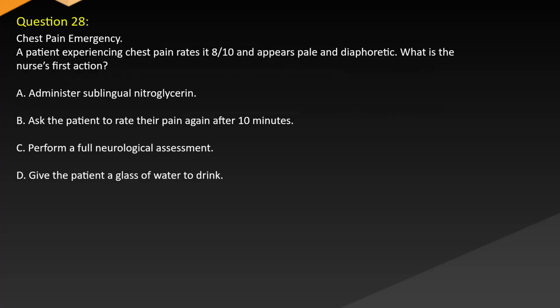Question 28. Chest pain emergency. A patient experiencing chest pain rates it at 8 to 10 and appears pale and diaphoretic. What is the nurse's first action? A. Administer sublingual nitroglycerin. B. Ask the patient to rate their pain again after 10 minutes. C. Perform a full neurological assessment. D. Give the patient a glass of water to drink.